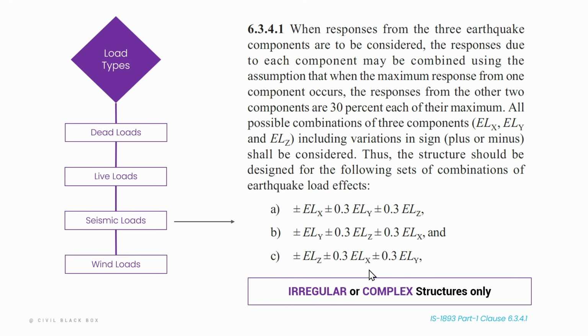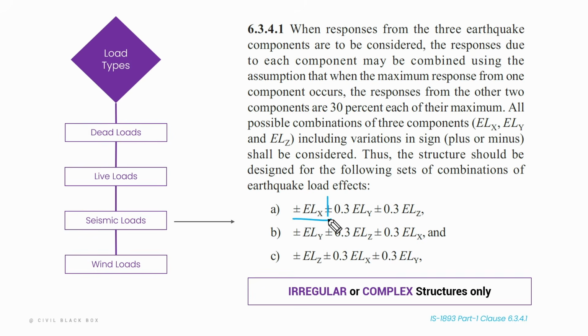But once we are working with irregular or complex structures, we have to understand that the load combinations criteria changes a little bit. So rather than now working with just the EQX or the EQZ, we now have to work with earthquake X plus minus 30% of earthquake in the other direction. That is, say, if we are working with X, then Z plus minus 30% of earthquake in the Y. So that is what this criteria is talking about.